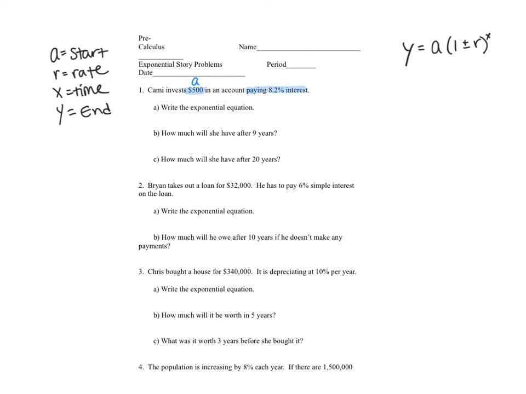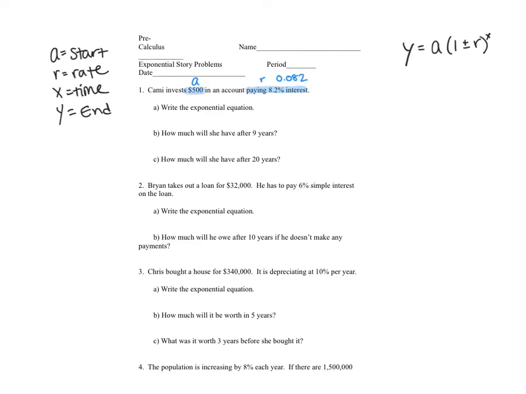So this is going to be our rate. And remember, in order to turn a percentage into a decimal, you move the decimal place either 2 times to the left, or you can divide by 100. We're going to get 0.082. It's not going to be 0.82 because that is very, very different.